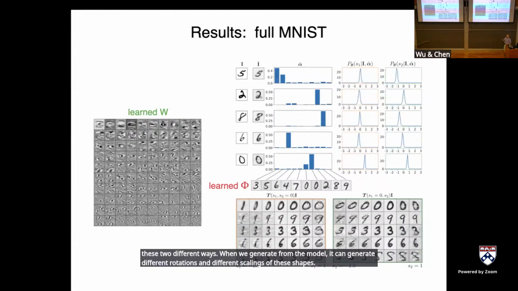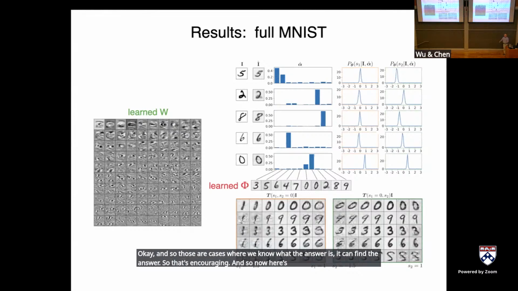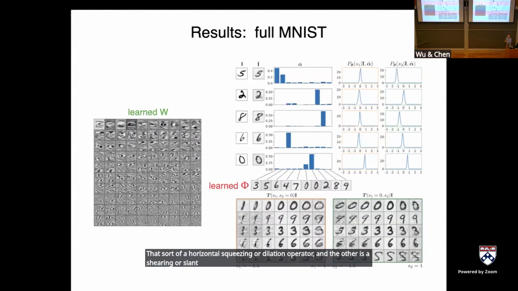Okay, and so those are cases where we know what the answer is. It can find the answer, so that's encouraging. And now here's a case where we don't know what the right answer is. We might imagine what it could be in the full MNIST data set. What it pulls out are two different transformations: one is a horizontal squeezing or dilation operator, and the other is a shearing or slant operator in the other direction. So these are two different directions that it pulled out, and then a set of canonical digits, okay?